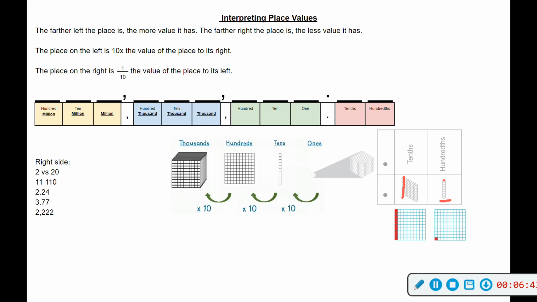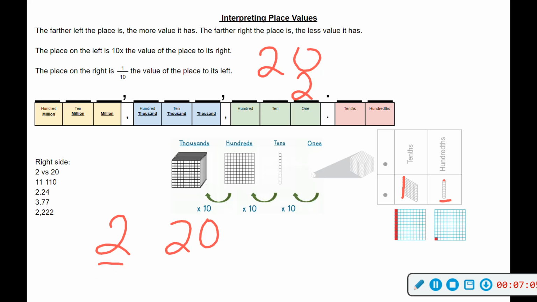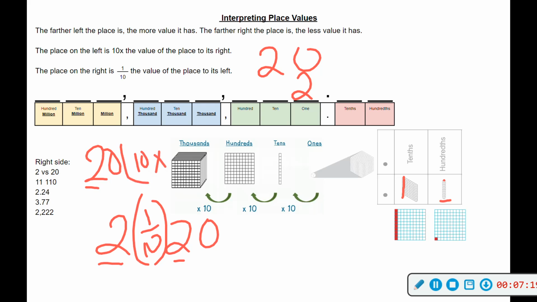Take these practice problems. I want to compare the number 2 and the number 20. So I'm going to write 2 in the ones, and I'm going to write a 20 for the tens. If I wanted to compare these two, I would say two different ways. The 2 in the ones place is 1/10 the value of the 2 in the tens place. However, I could also say that the 2 in the tens place is 10 times the amount of the value of 2 in the ones place.